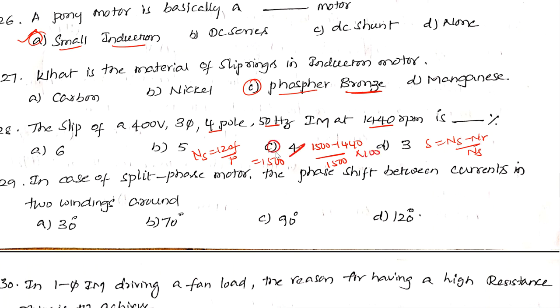Next one, in case of a split phase motor, the phase shift between the currents in the two windings is around? What are the two windings? The first one is the main winding and the second one is the starting or running winding. So what is the phase difference between these two? The phase difference between the two windings is kept as 30 degrees here.